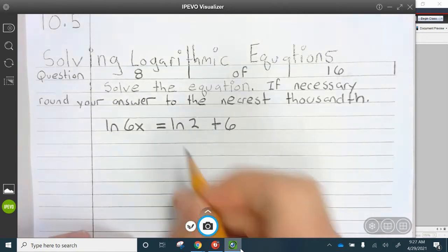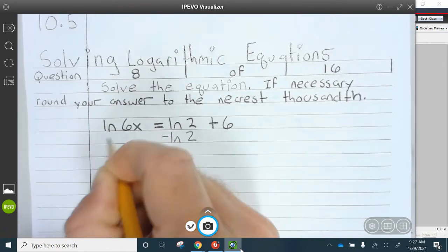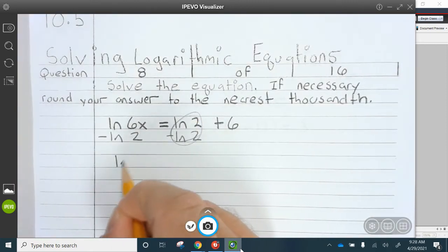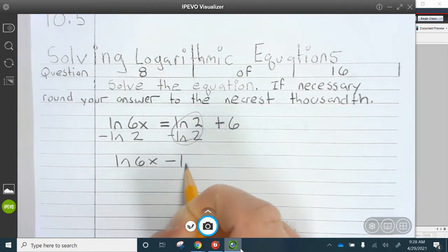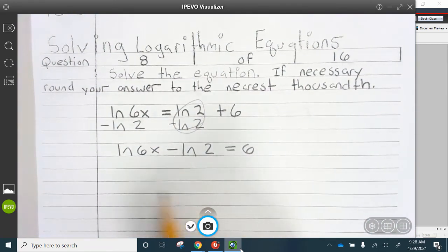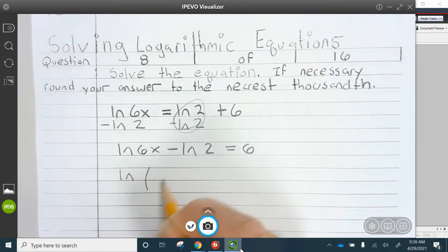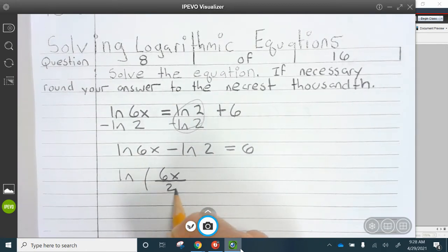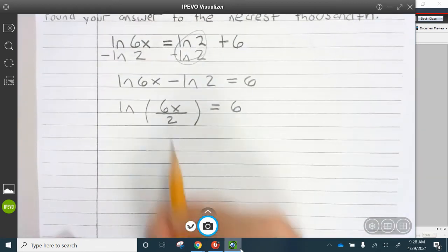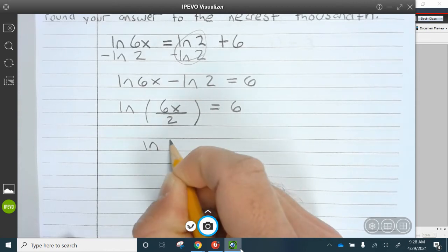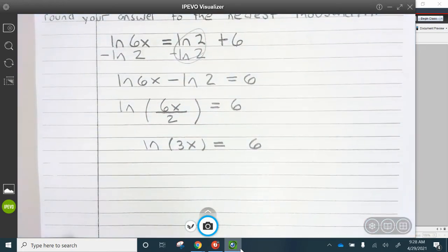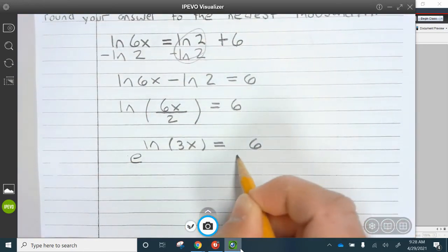So what we need to do first is subtract natural log of 2 from both sides. So this becomes 0. You have natural log of 6x minus natural log of 2 equals 6. Now, we know when we subtract, we divide. So we have natural log of 6x divided by 2 equals 6. Well, 6x divided by 2 is 3x, so that's natural log of 3x equals 6.